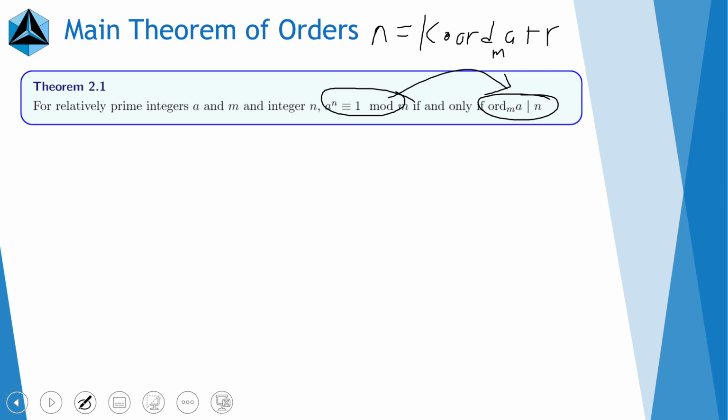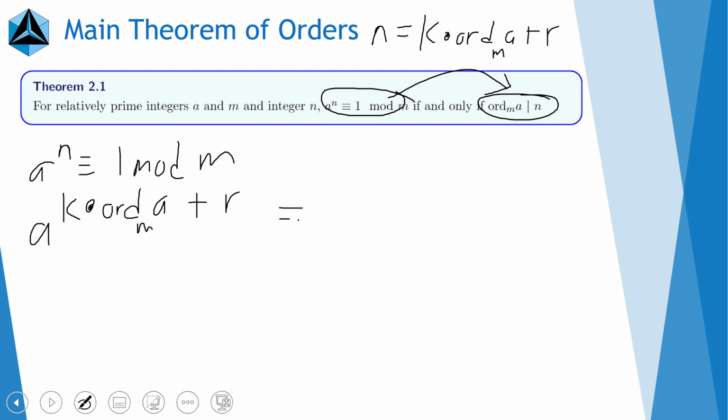We want to prove that r is equal to 0, which is basically this statement right there. So now let's go about proving this. We're given a to the n is congruent to 1 mod m, and we can replace this with our definition of n. Let's make that look like an n. A to the power of k times order of a mod m plus r is congruent to 1 mod m.